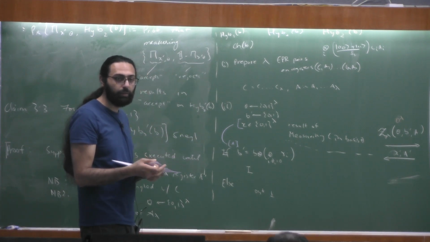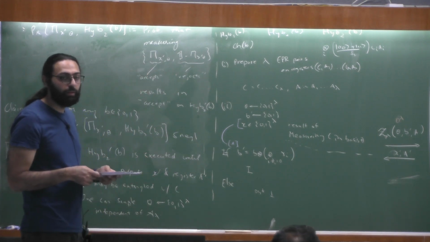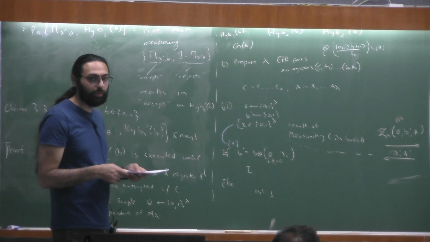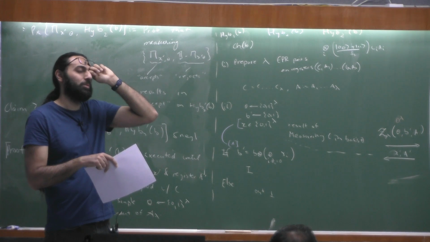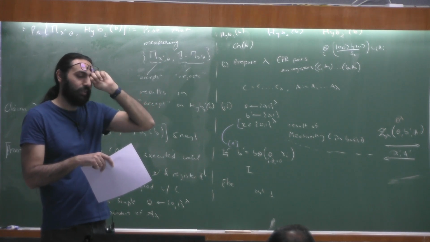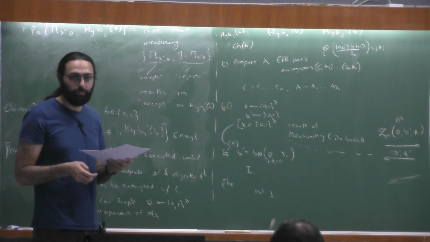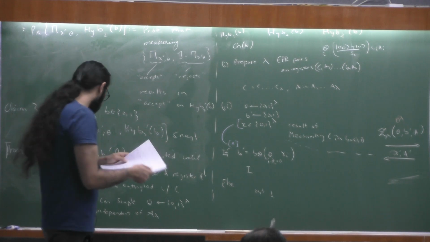If my string length is very small, that's why you have lambda, the security parameter. So it's negligible only in lambda. If you have enough strings, it will become exponentially harder for you to get everything right. Okay, good. So let's move on.